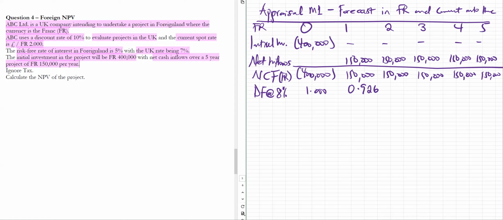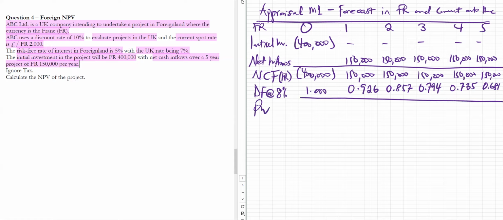So we have 0.857. And we have 0.793, I believe, or 0.794, 0.735, in the last year, 0.681. Okay, so once we have this, we just discount to get our PVs, then our NPV.